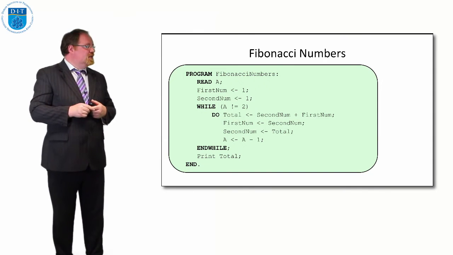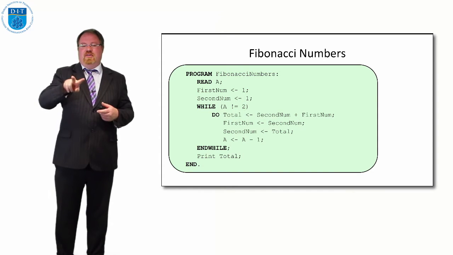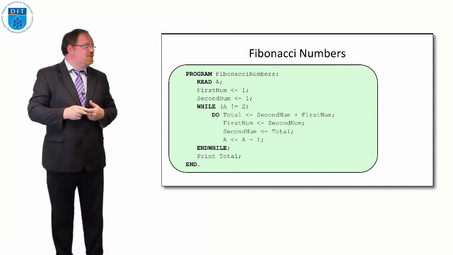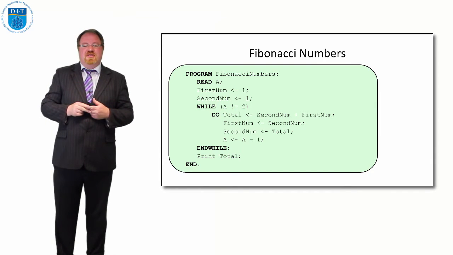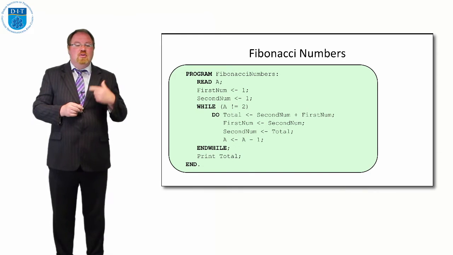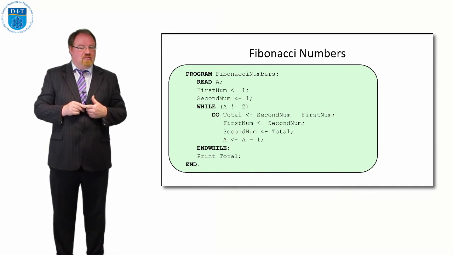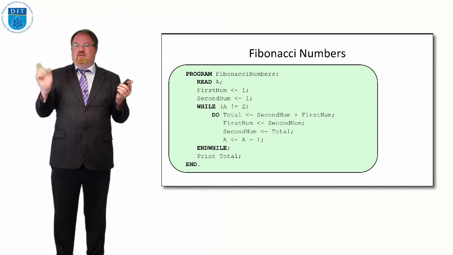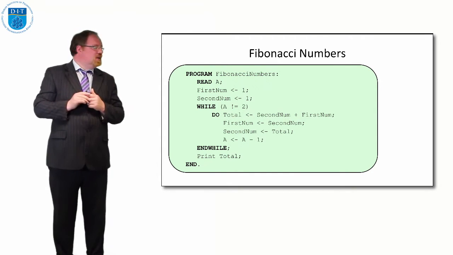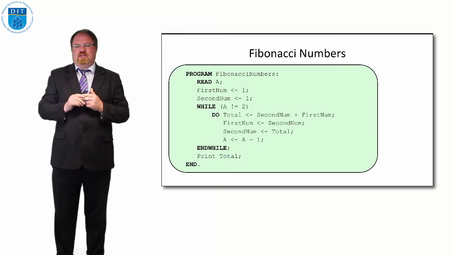Let's create two variables to account for the two numbers that we're going to add together to sum to be the third number. We'll call them first number and second number. The first number is 1, the second number is 1. We're going to keep looping around, doing a count from A all the way down to 2. Okay, so the condition here is going to be while A is not equal to 2.